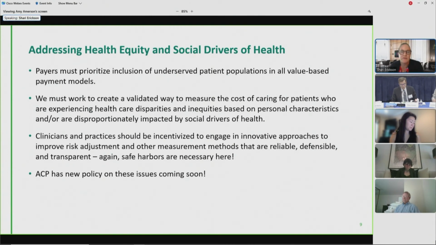We have to create validated ways to measure the cost of caring for these patients, and I believe this was spoken about earlier as well. Those that are experiencing healthcare disparities and inequities based on personal characteristics, and those who are disproportionately impacted by social drivers of health.